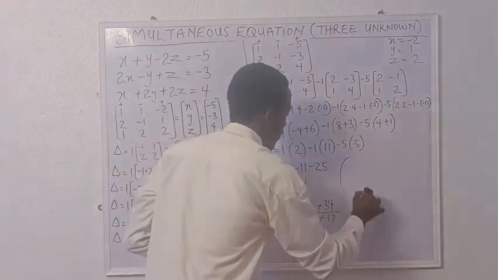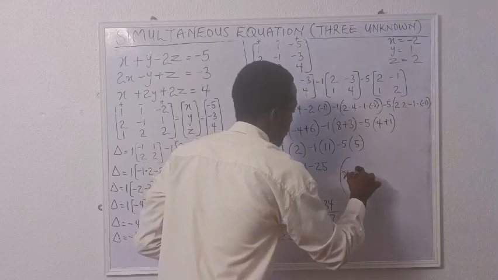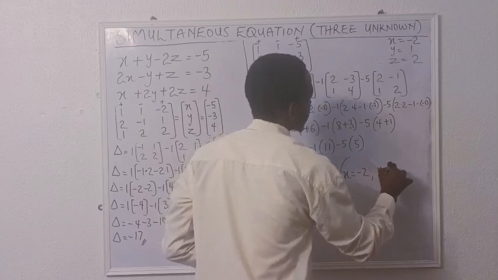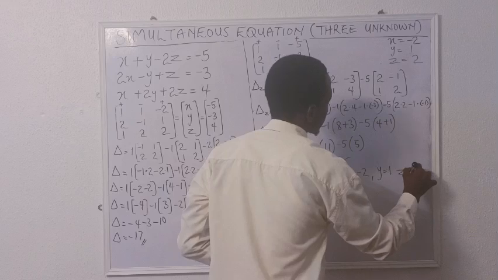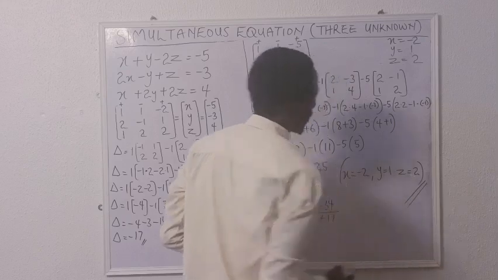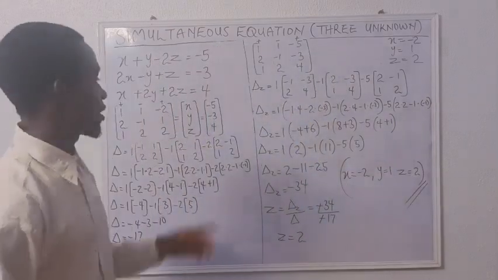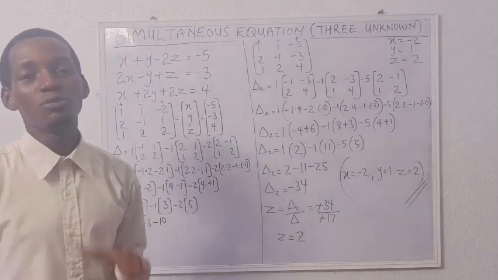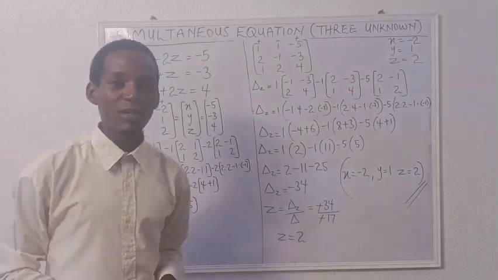So let me put it here. x equals minus 2. y equals 1. And z equals 2. And that is the final answer. You can see it's a very simple but technical question. You just have to go through the rigorous process, and I bet you it will be easy.